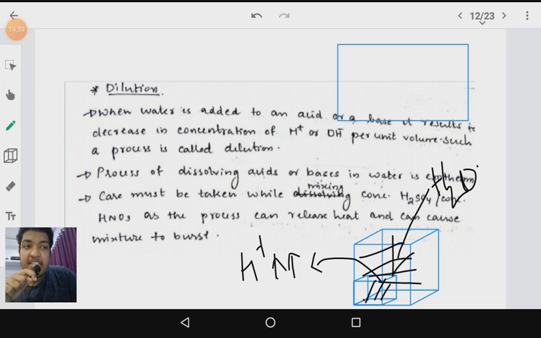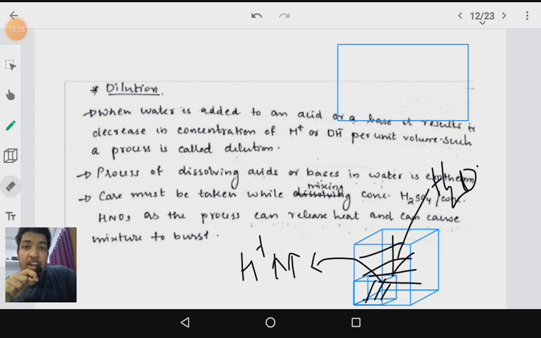Because whichever H plus ions were there initially will be there in the solution also, but they will be scattered here and there, so that the number of H plus ions per unit volume is going to be lesser in the second case, that is after dilution.